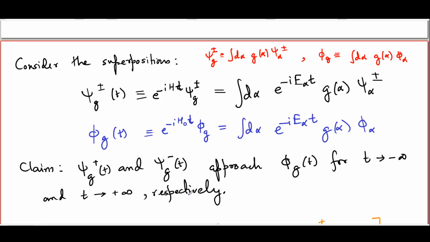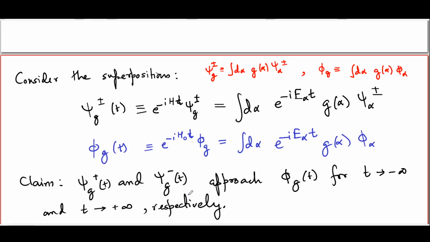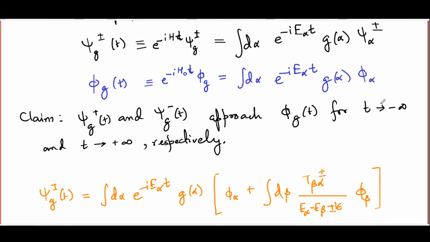What we need to see is exactly whether our choice of plus minus i epsilon in the denominator of the Lippmann-Schwinger equation leads us to this result. To see whether this is true, we look at psi_g plus minus of t, this particular integral expression here, and replace the psi_alpha plus minus by what the Lippmann-Schwinger equation gives us. And this leads to this equation.